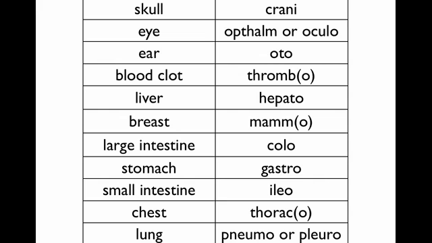Large intestine, we use colo, as in the colon for the large intestine itself, but you'll see it in other things like a colonoscopy. Gastro for the stomach, ileo for the small intestine, thoraco for the chest. I'm sure you've heard of things like the thoracic wall, the thorax, all the same root, and then the lung, pneumo or pleuro. I'm sure you've heard of pneumonia. Pleuro, you'll see things like pleurisy, relating to the inflammation of lung membranes.